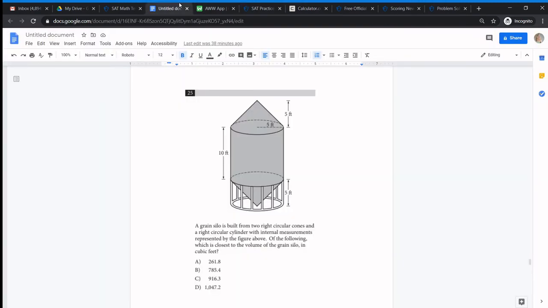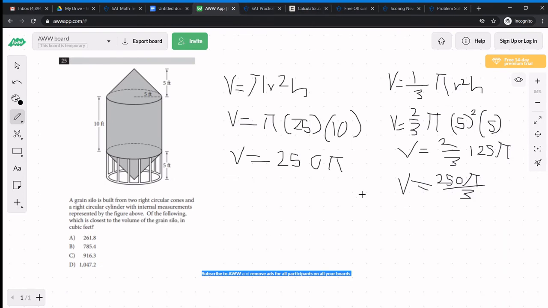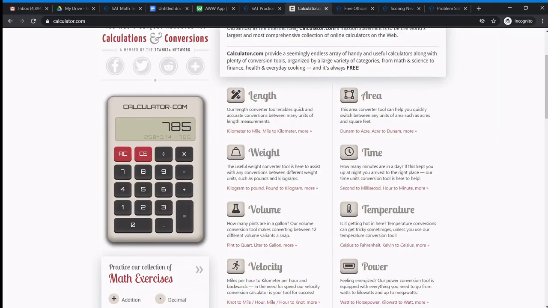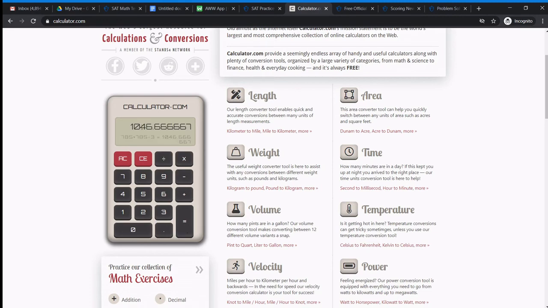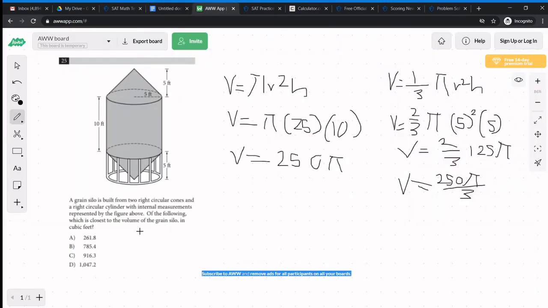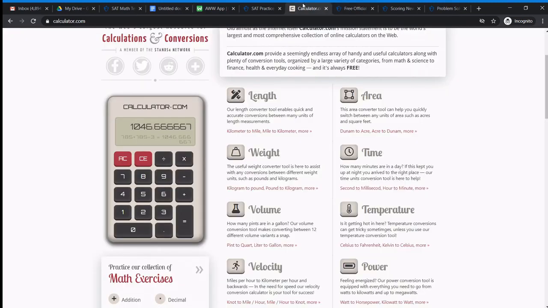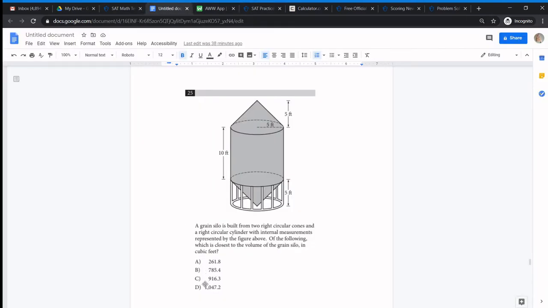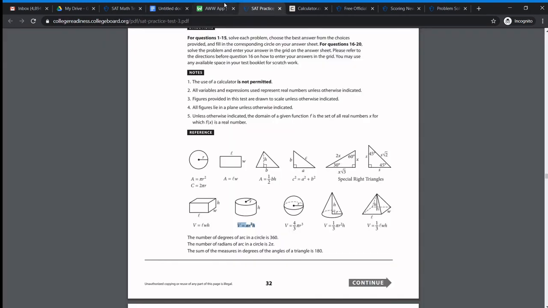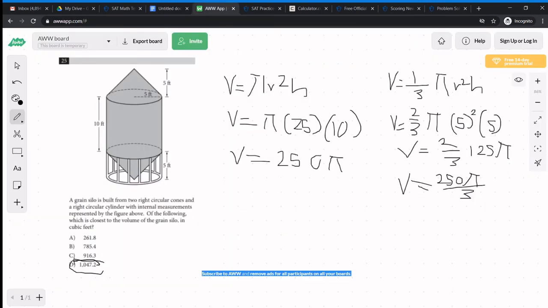785, and then plus 785 divided by 3, 1046.6. So it will be 1047.2 because I didn't use the exact amount for pi because there's none on this calculator. But if I were to, it would be this precise answer. When it's rounded, of course, it would be D right here.